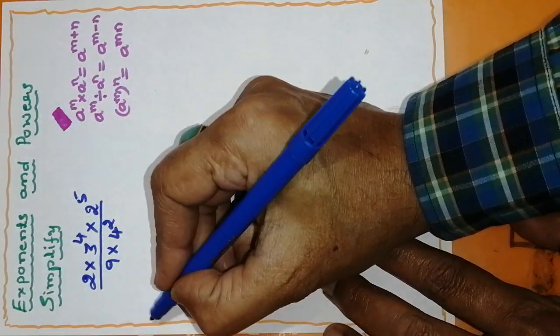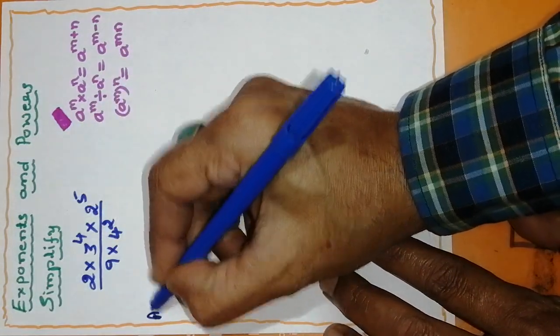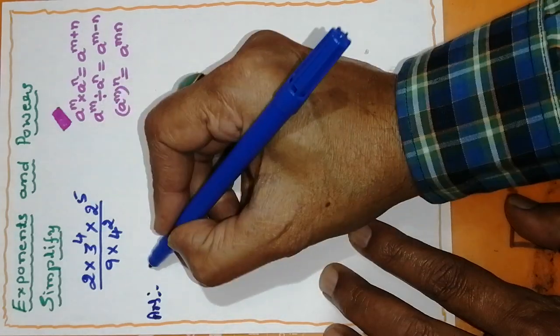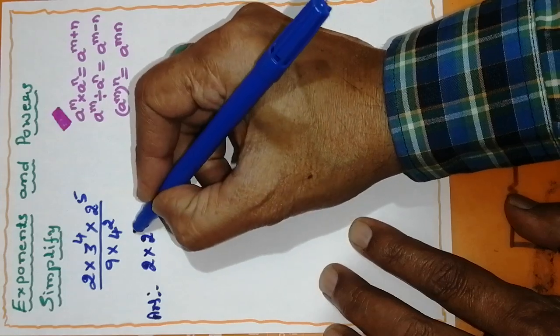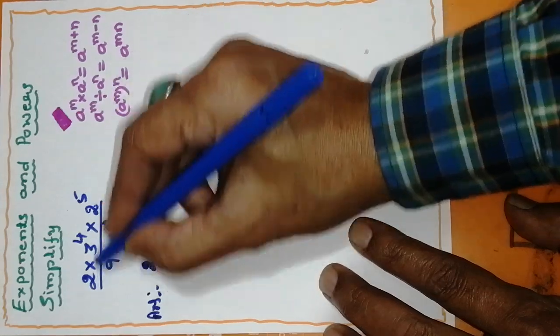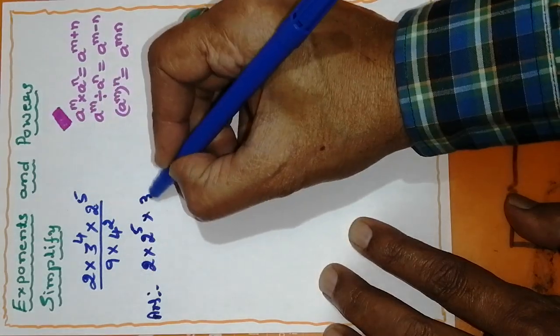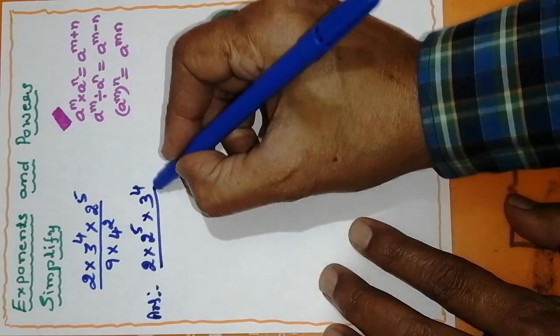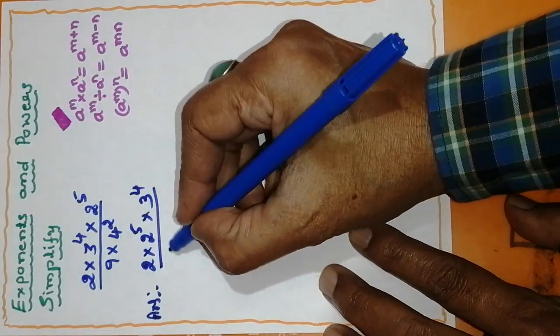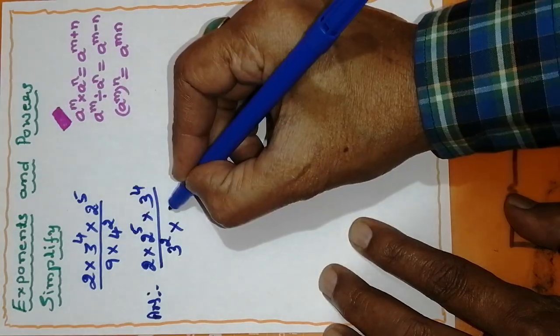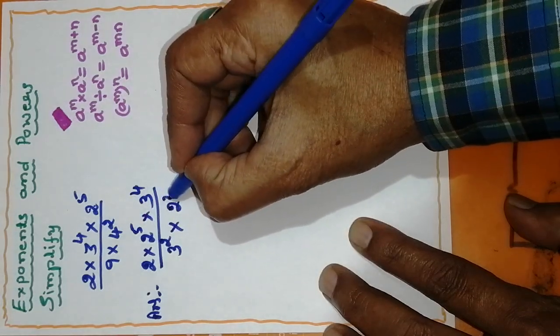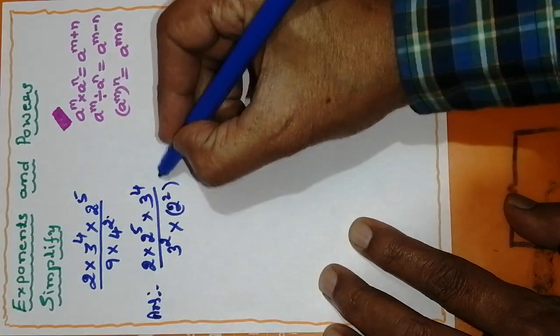Simplify. Answer: convert everything to the same base. On one side, 2 to the power of 5 into 3 to the power of 4 divided by 9. We have to write 9 as 3 square, and 4 as 2 square, and this 2 square whole square.